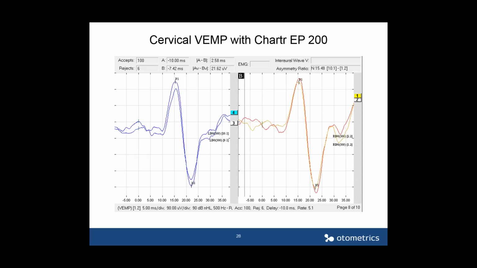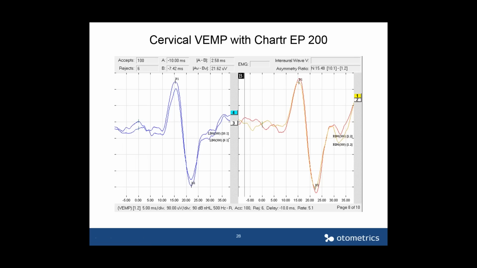So this is actually normal results. We didn't have any examples of vestibular neuritis in for our EP system, but this is showing you the cervical VEMP. And so on the left side, you've got left ipsilateral. This is done at 90 dB. So you can see the P1 and N1 are marked.